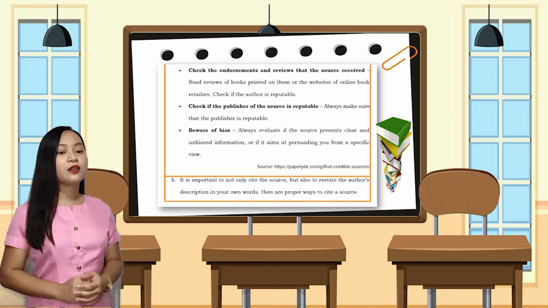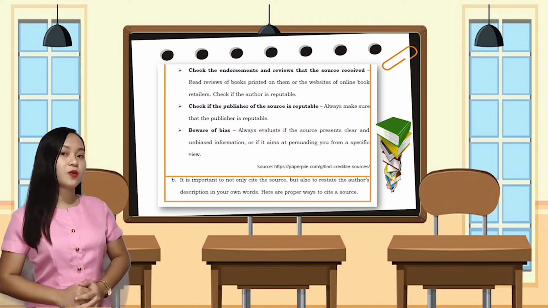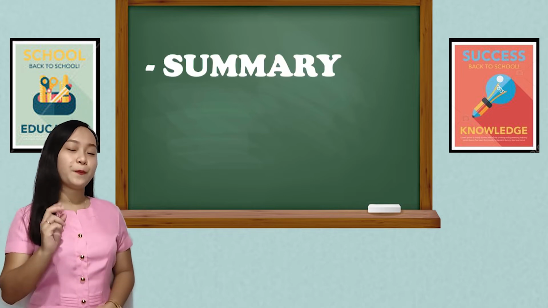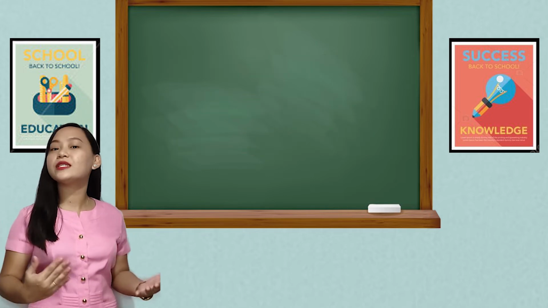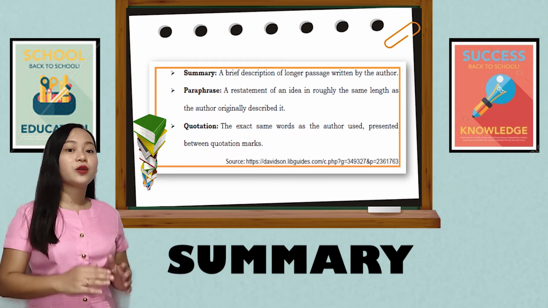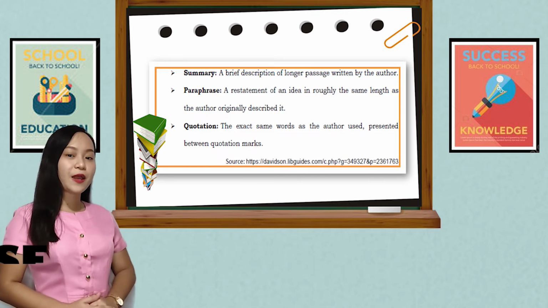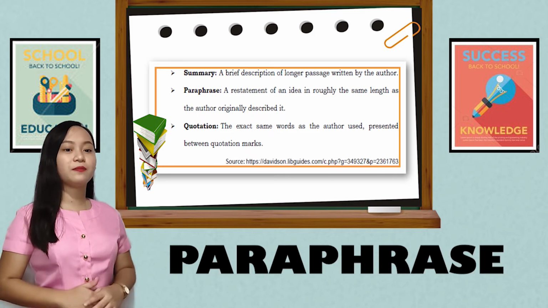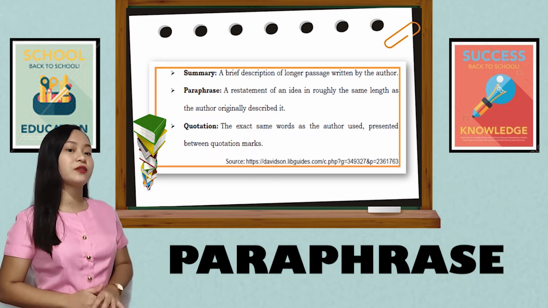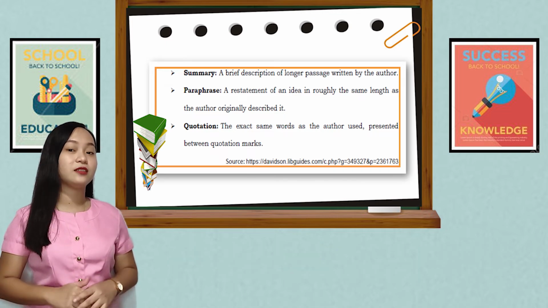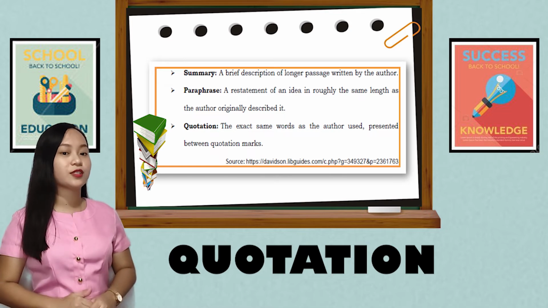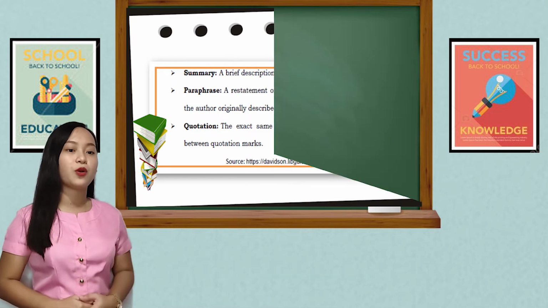It is important not only to cite the source, but also to restate the author's description in your own words. Here are proper ways to cite a source. When citing a source, you need a summary, paraphrase, and quotation. A summary is a brief description of a longer passage written by the author. A paraphrase is a restatement of an idea, roughly the same length as the author originally described it. And a quotation is the exact same words as the author used, presented between quotation marks.